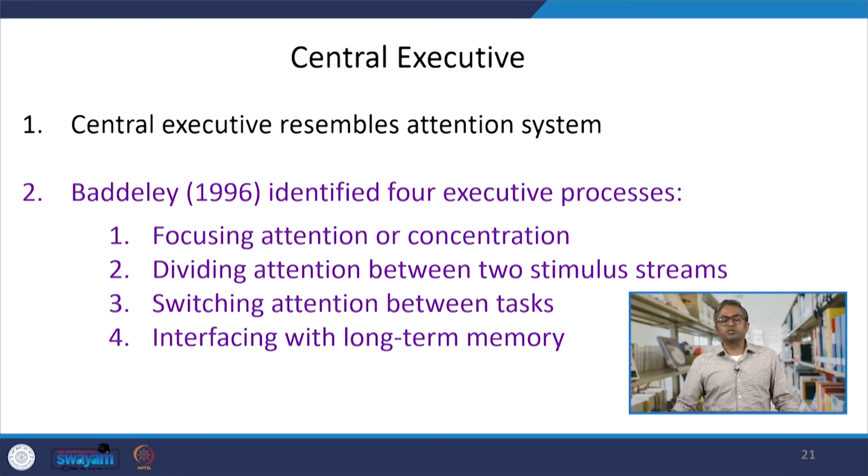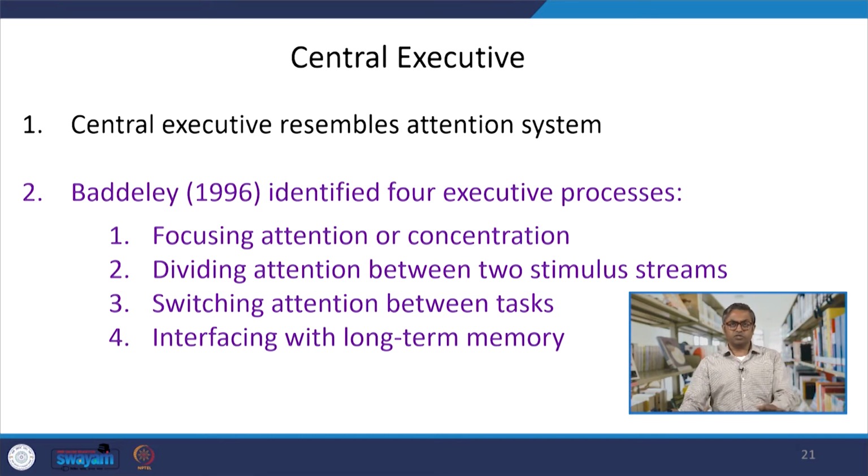So the central executive system resembles that. Baddeley identified the 4 executive processes in 1996. And why are we discussing this? To provide you the information on why the central executive system is similar to an attentional system: people focus, there is a concentration, you focus attention when you have to execute a task.